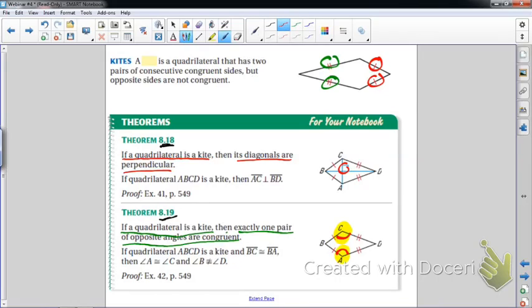You could also create the diamond, and I'm going to create it again so that you can see. So here's my diamond. If you want to think about it, you have a long diagonal, and then you have a short diagonal. The short diagonal is the one that contains the two angles that are congruent. That's another way of thinking about these two as well.